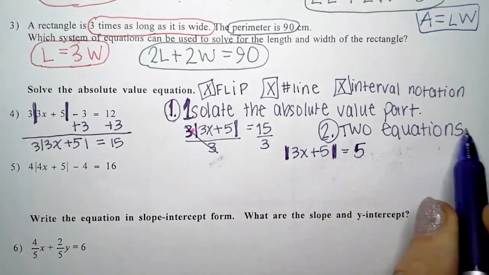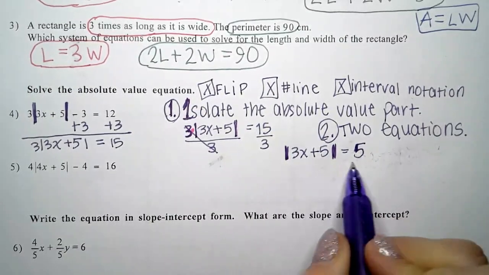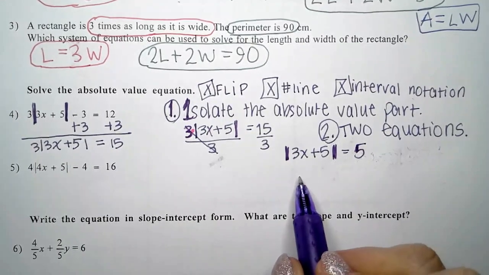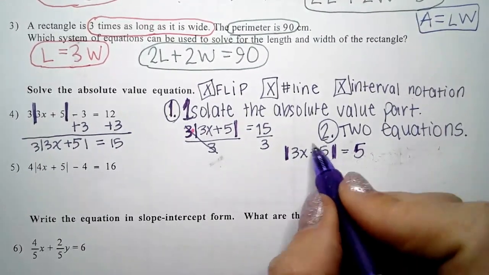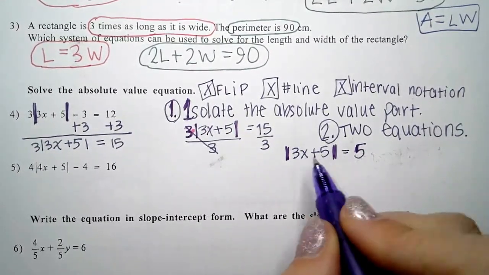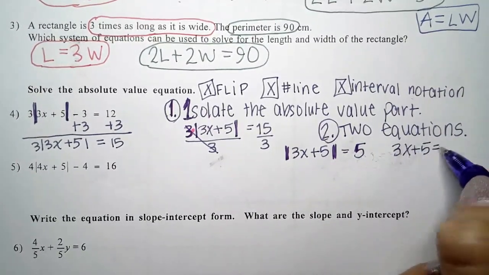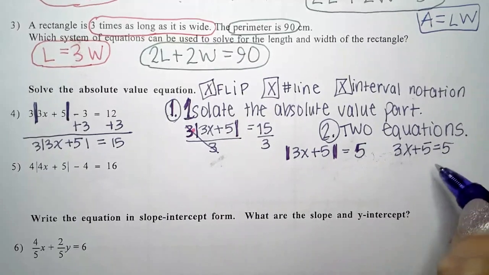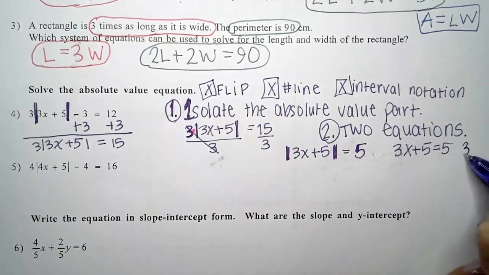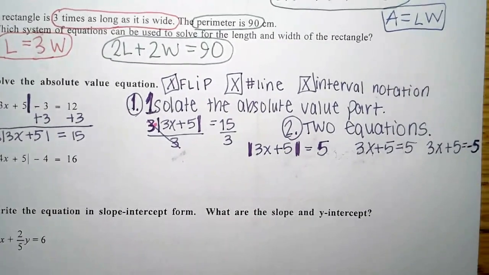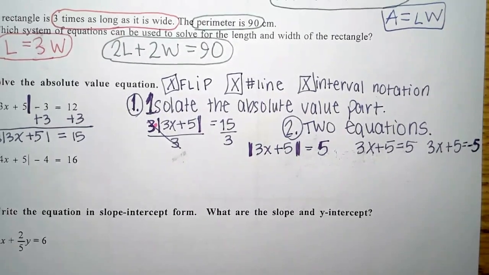Step 2 is 2 equations. Do you know what my 2 equations would be for this? Say again? Yes. The inside you don't touch. Pretend like it's in a force field. It's being protected. So 1 is going to be the same, positive. So 3x plus 5 equals 5. And now Emerson said 1's going to be negative. He's correct. 3x plus 5 equals negative 5. And all you do is just solve both and we're good to go.